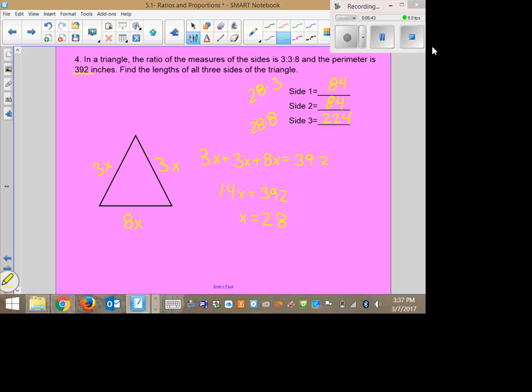So what happens here is that we have equal parts. X is our equal parts, and 8 of our equal parts are on the bottom, 3 of our equal parts are on each side. So that's where the X comes from.